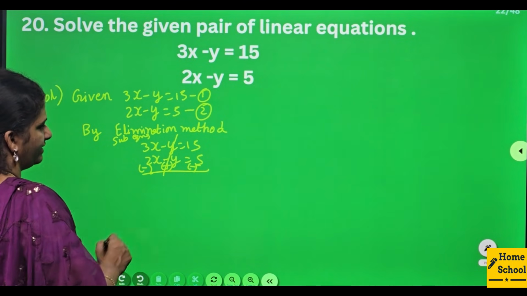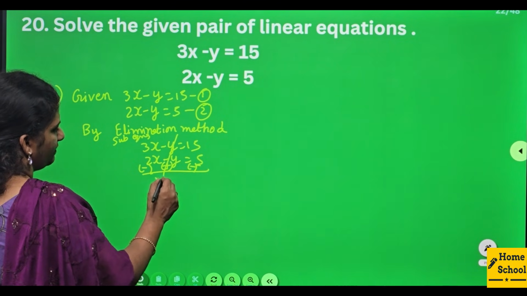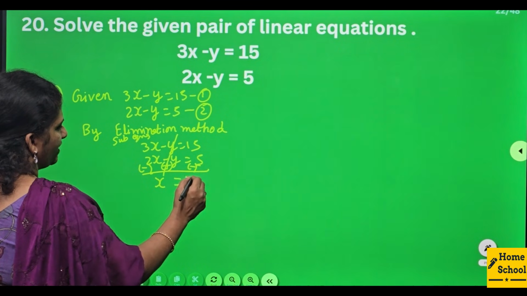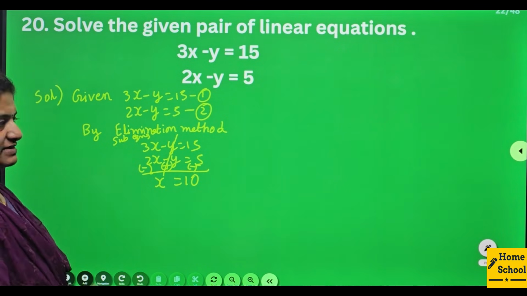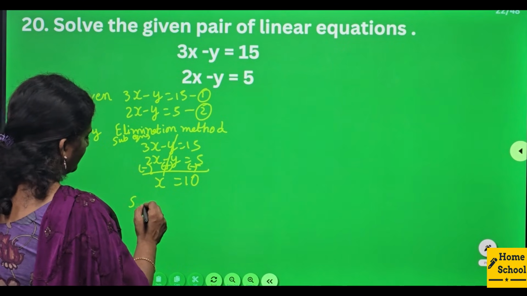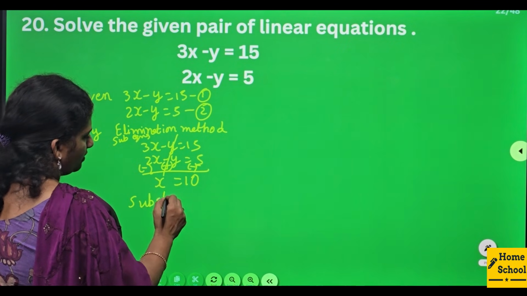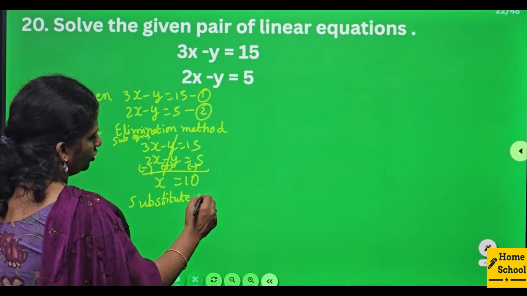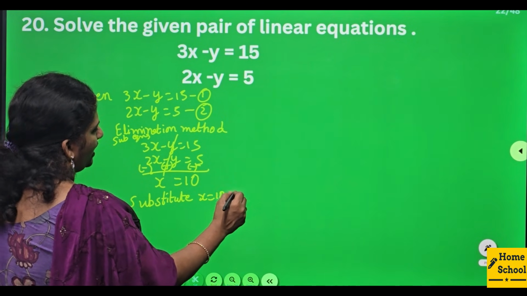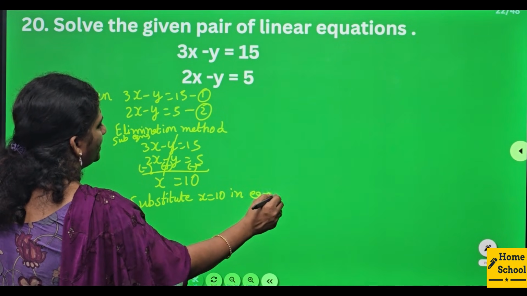Minus y plus y cancel. 3x minus 2x will be x. 15 minus 5 will be 10. x is equal to 10. Now substitute x is equal to 10 in an equation. Any one of the equations you can take.